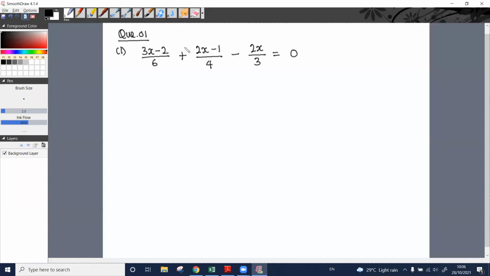Right? When solving these sort of equations, there are two things that we don't like. We don't need to see the figures in the denominator, and we do not need to see the figures within brackets. So we need to get rid of these situations. Here we have figures in the denominator. Here we have 6, here we have 4, here we have 3. So we need to eliminate this.